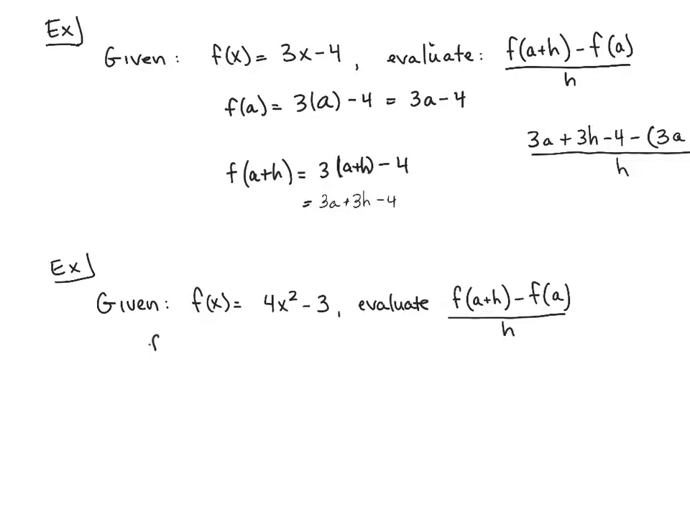Start the same way. We need to figure out what f of a equals, and we also need to figure out what f of a plus h is equal to. So the function is 4 multiplied by an input squared minus 3, and in this case the input is a.